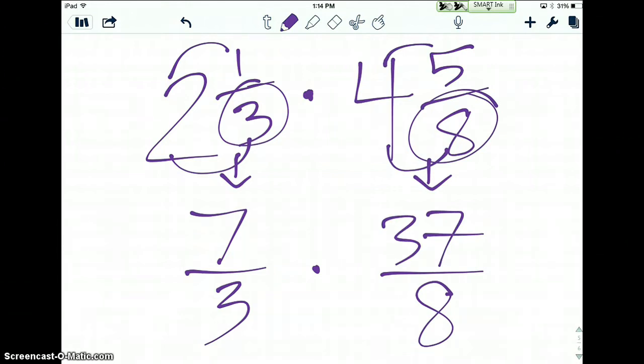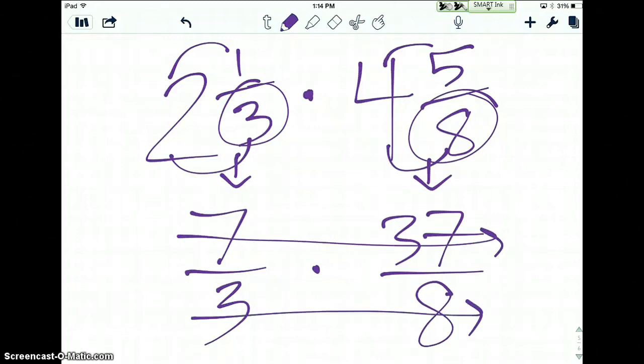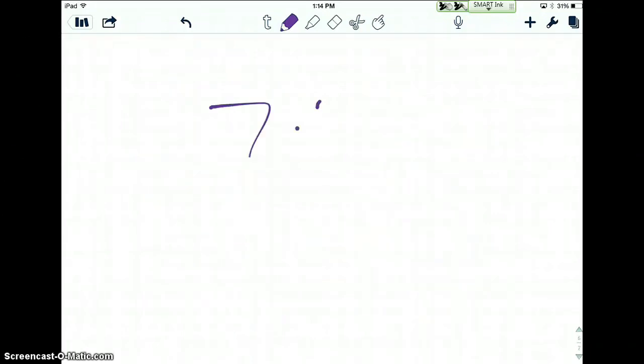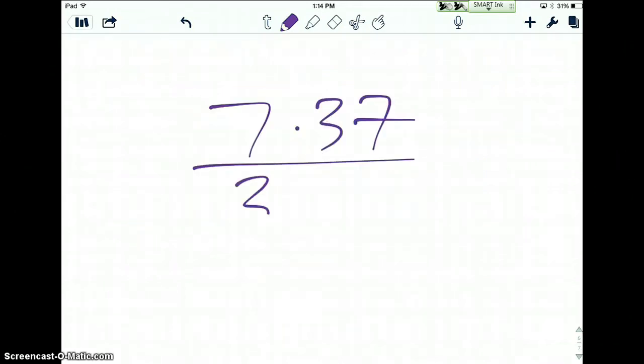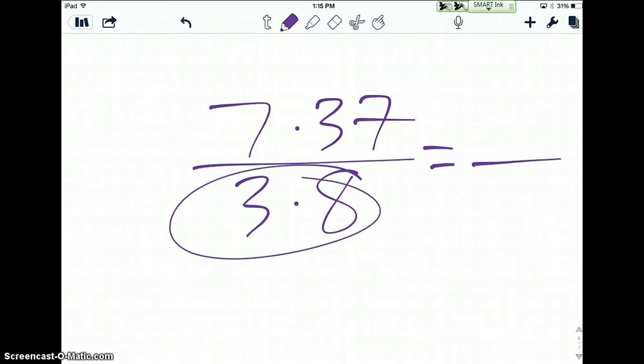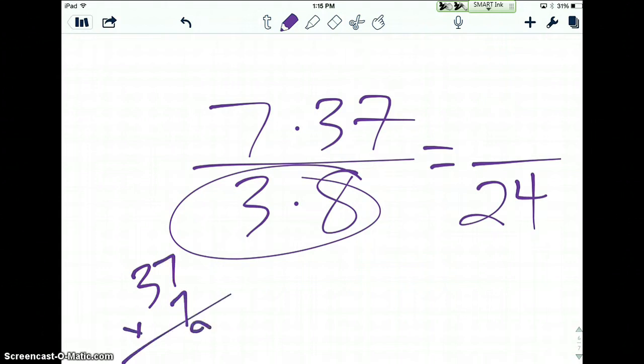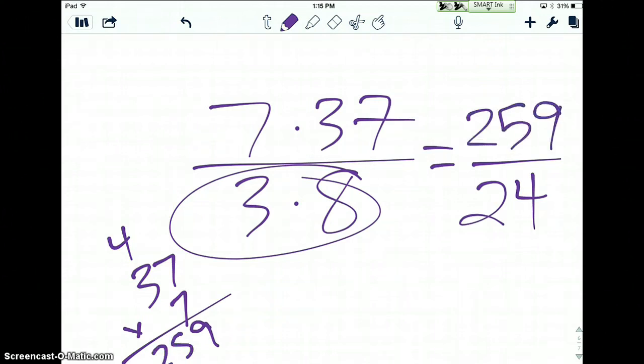Okay, now, common denominators? No, I don't need them. I just multiply across. So I'm at 7 times 37 on the numerator. I look back, and I have 3 times 8 on the denominator. So now I can tell this one's easier, so I know that's 24. I don't know 7 times 37 off the top of my head, so I'm going to multiply it out. I'm at 259. Whoa, that's pretty big.